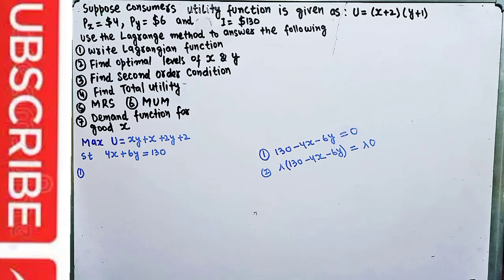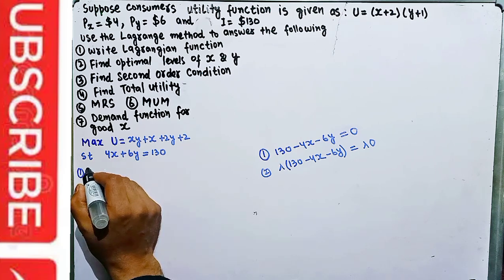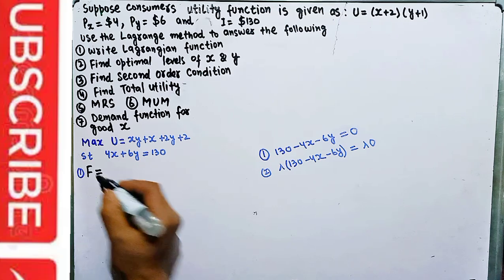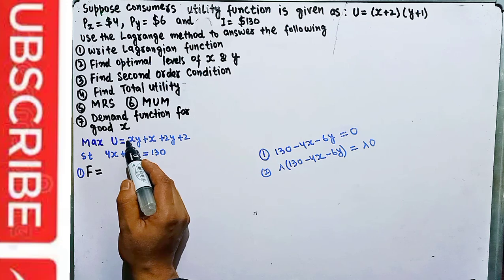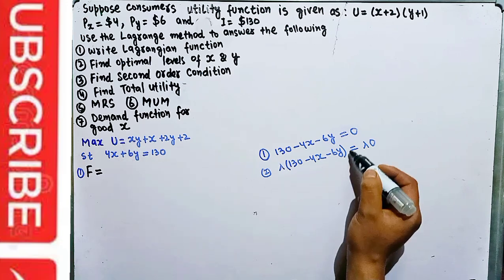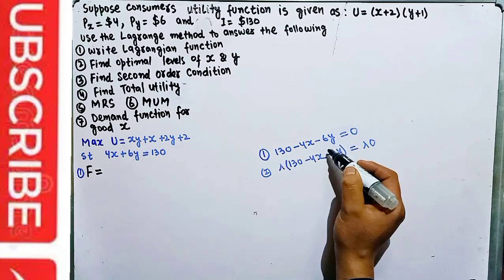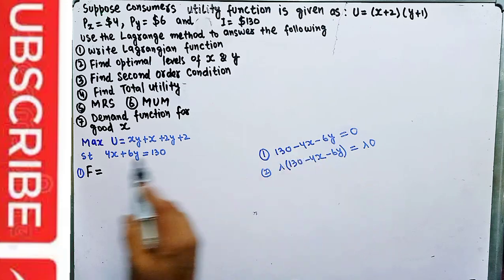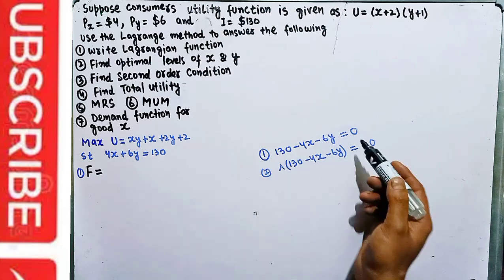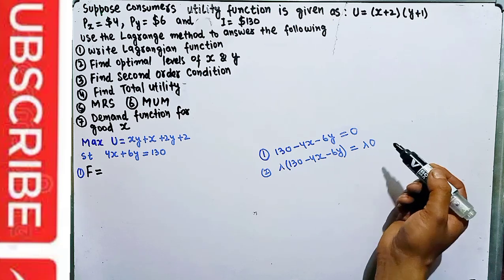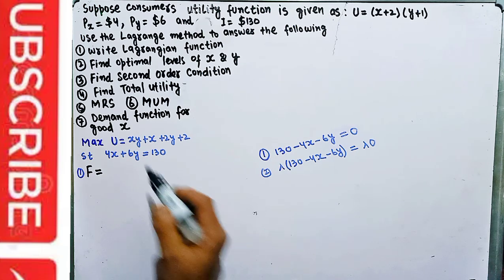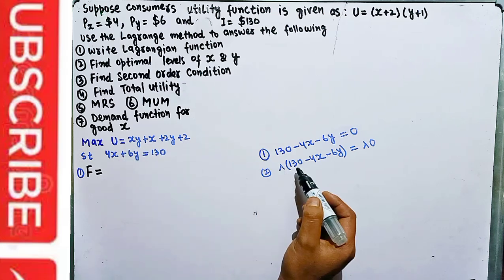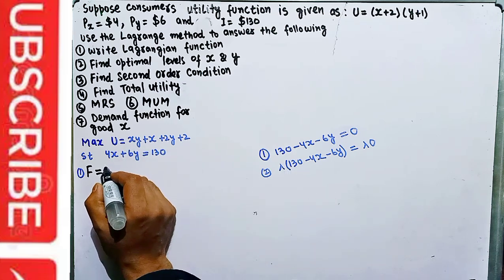Now we have the third step. The third step is to form the Lagrangian function, and let us denote it by f. So the Lagrangian function is the aggregate of the given utility function and the resulting constraint that we constructed by first setting this constraint equal to 0 and multiplying it by lambda. So what will be our Lagrangian function? That will be equal to this objective function plus this resulting constraint.